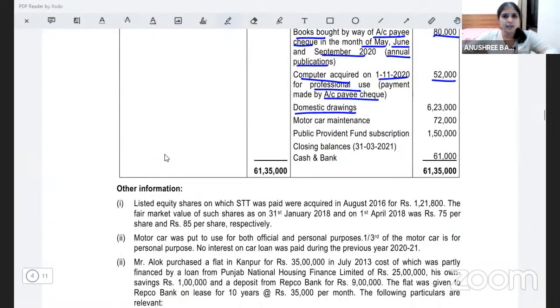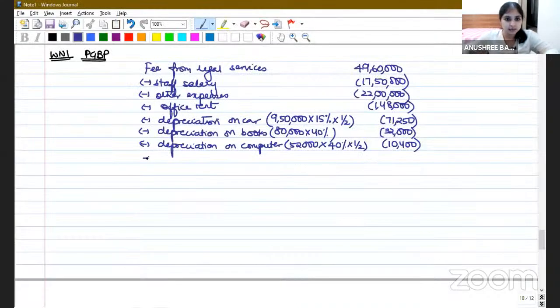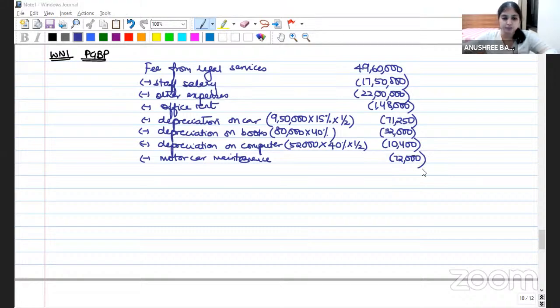Then domestic drawings, personal expenses, nothing to do. Motor car maintenance, this becomes my professional expense, isn't it? We are assuming the motor car is being used for the purpose of profession. So motor car maintenance, how much did we incur? We incurred 72,000. We'll get it as a deduction in computing PGBP.